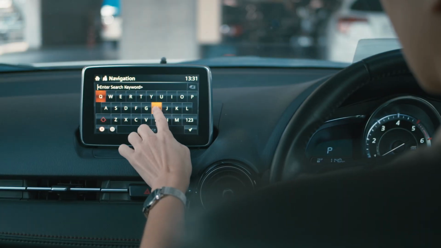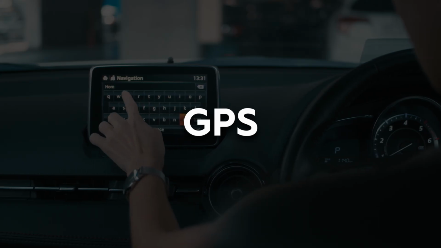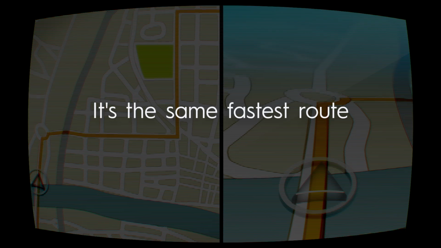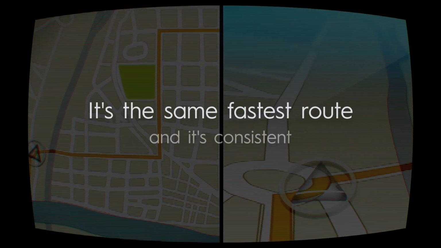Functions show up in tech too, like your GPS. Enter a location, and with the same settings and conditions, it gives you the same fastest route. Same start, same route, it's consistent, like all good functions.